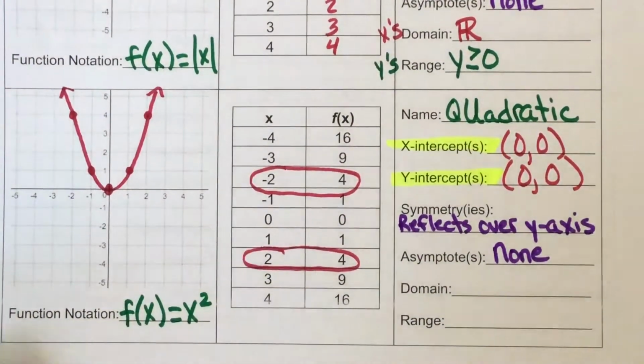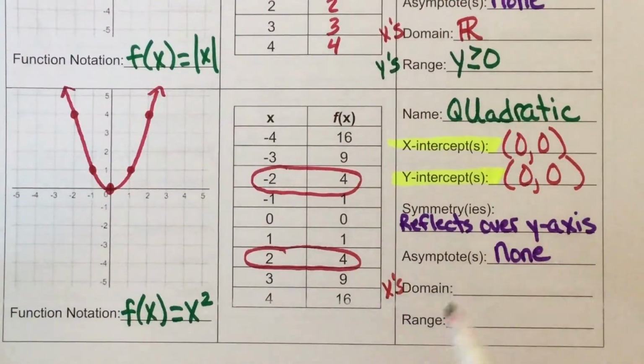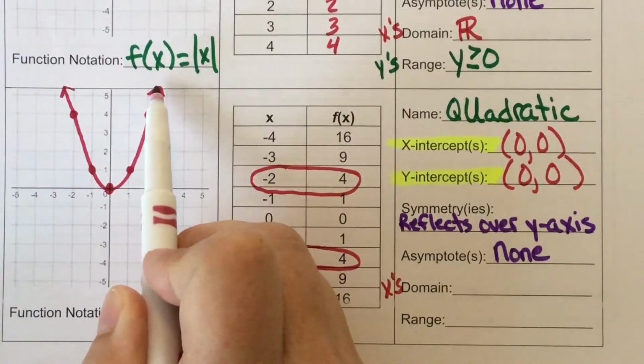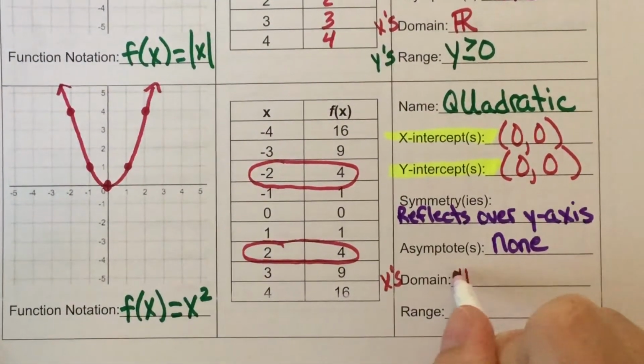Okay, domain. Remember, we're looking for x's. We're looking left and right. Does it look like this graph goes forever to the left and forever to the right? It does. So the domain is all real numbers.